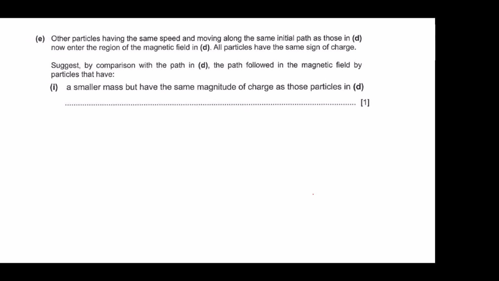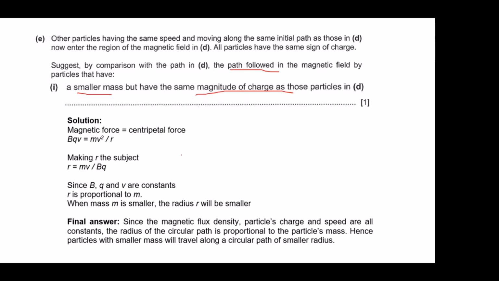Okay, part E, we have some changes now. The mass is a bit smaller. Q is still the same. So how does the mass affect the circular path? The formula that you should roughly know by now is R equal to mv over Bq. Your magnetic force provides the centripetal force, so Bqv equals mv squared over r. If you rearrange, you'll get R equal to mv, which is momentum, divided by Bq.